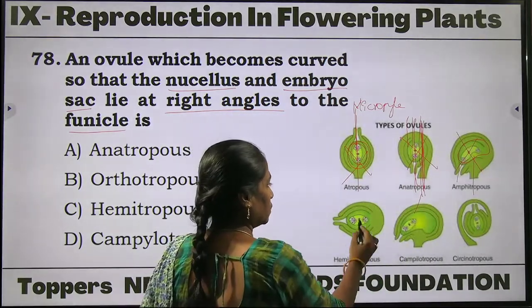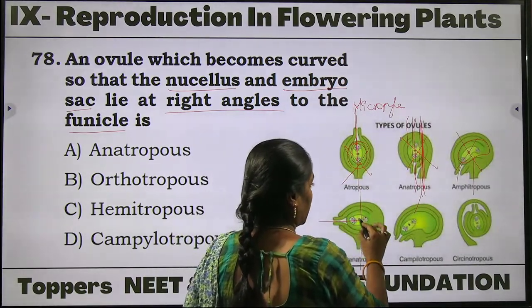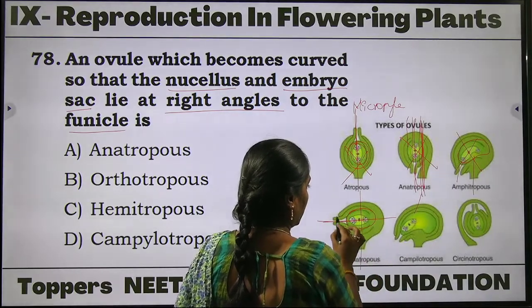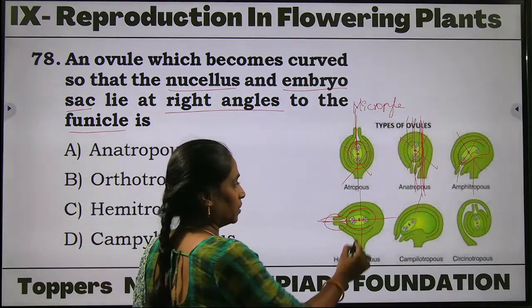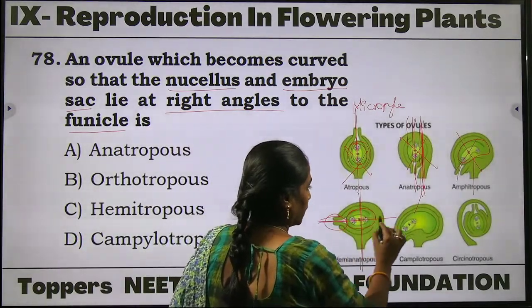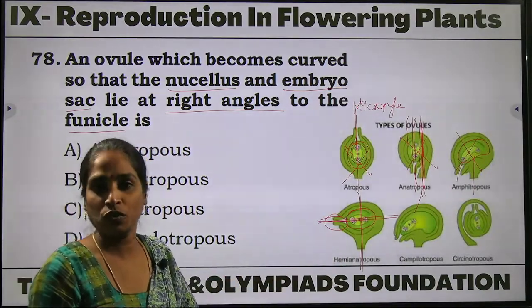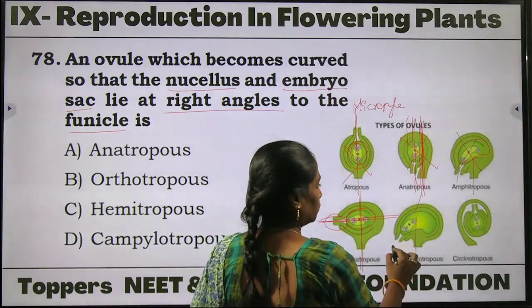Hemianatropous. Okay, this is the funicle. And the micropyle and nucellus. Micropyle and nucellus are exactly perpendicular, in a right angle direction. Okay, so hemianatropous ovule will be the correct option, not the campylotropous.